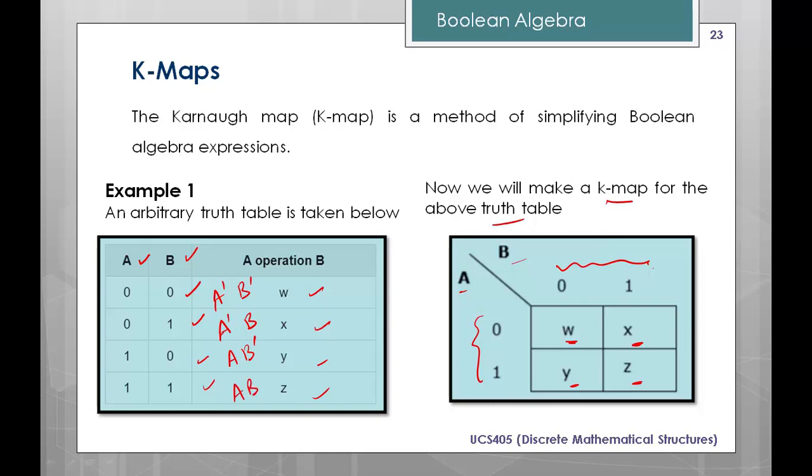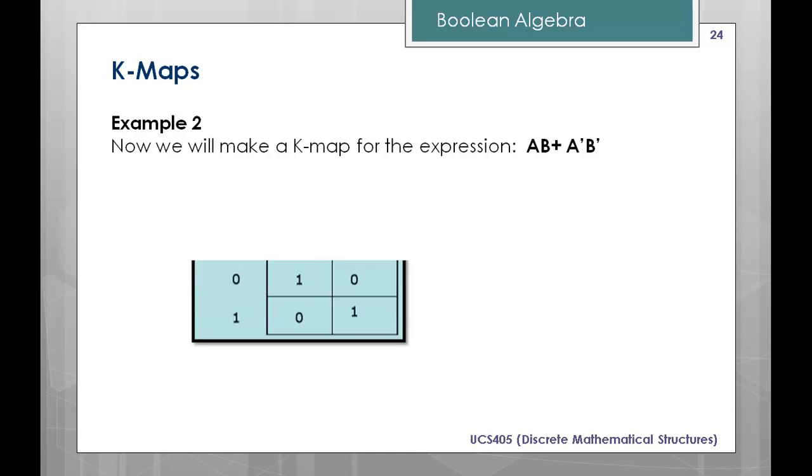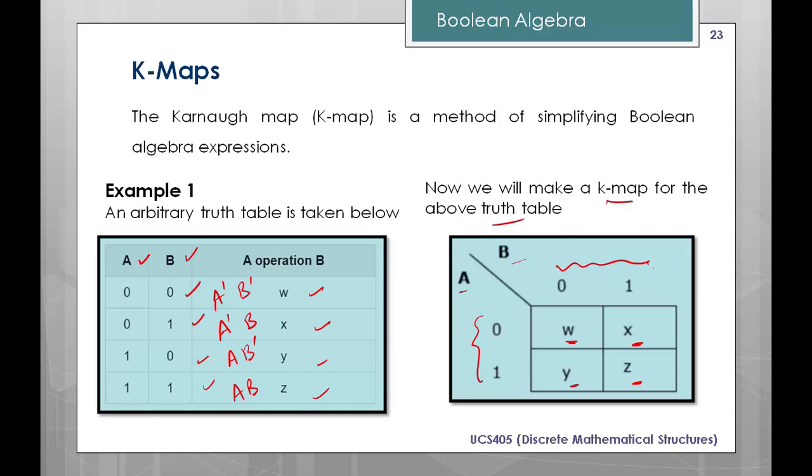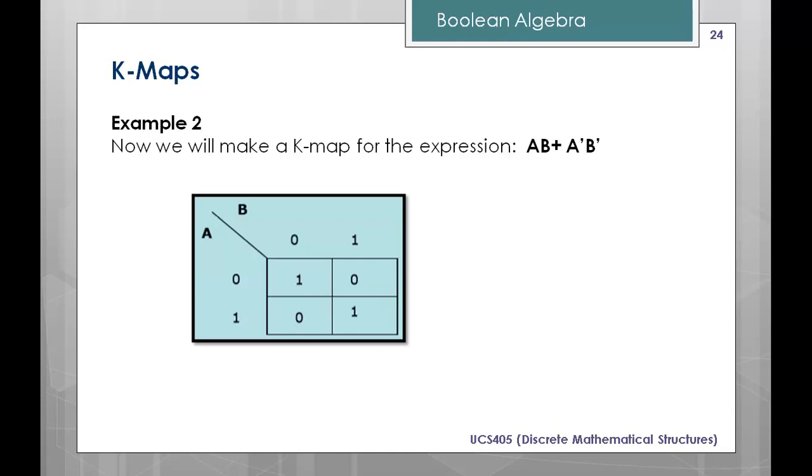Now, in our second question, the expression we have to place is AB plus A'B'. AB means this position and A'B' means this position. So here will come 1 and here will come 1. The rest are all 0. This is the answer, the K-map for the expression. Now this is not reduced; we are just placing it in the K-map.